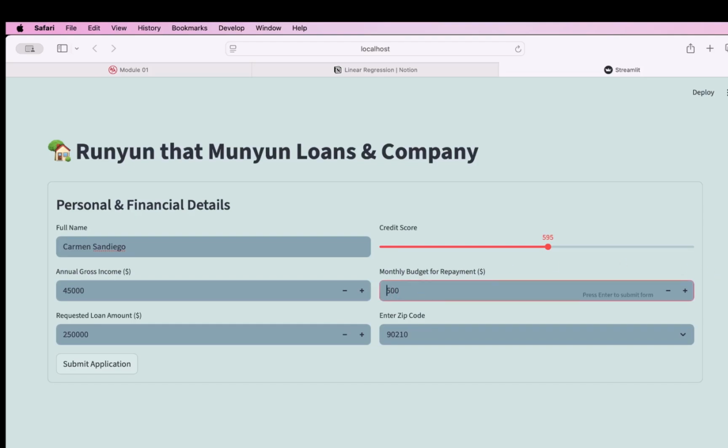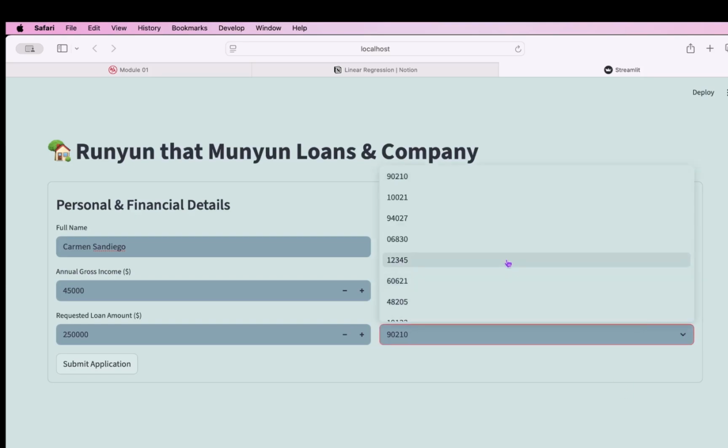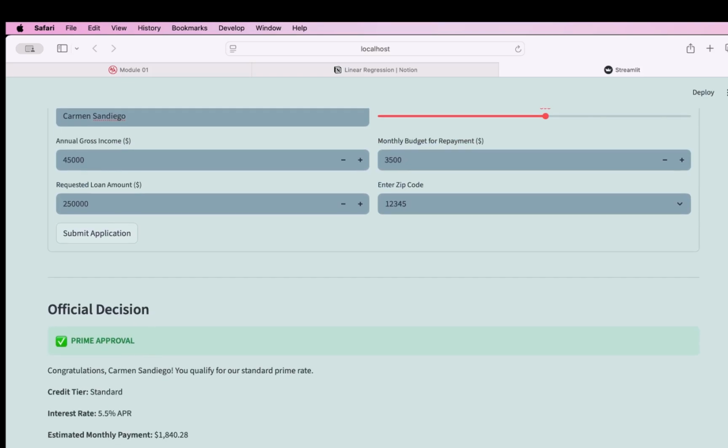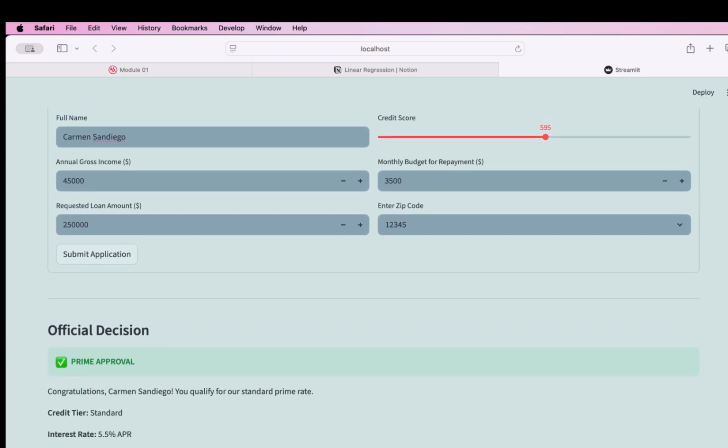And I'm gonna say I want my budget to be around $3,500, and the zip code that I currently live in right now is 12345. So I'm gonna go ahead and submit my application. Boom, approved. So with a $45,000 income, a $250,000 loan, my credit being 595, I get approved for this loan at 5.5% interest, and my monthly payment is only $1,840, and it's within my budget. But because my zip code is a zip code that this app prefers, I get the approval.